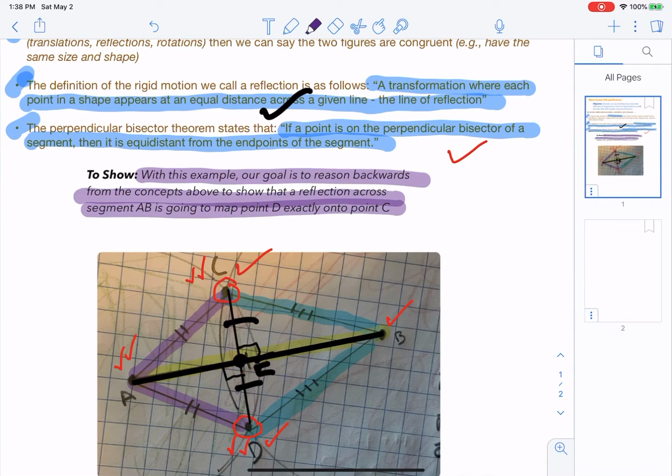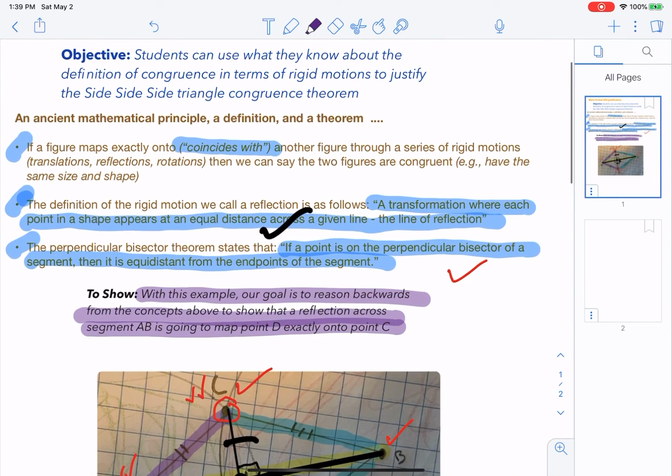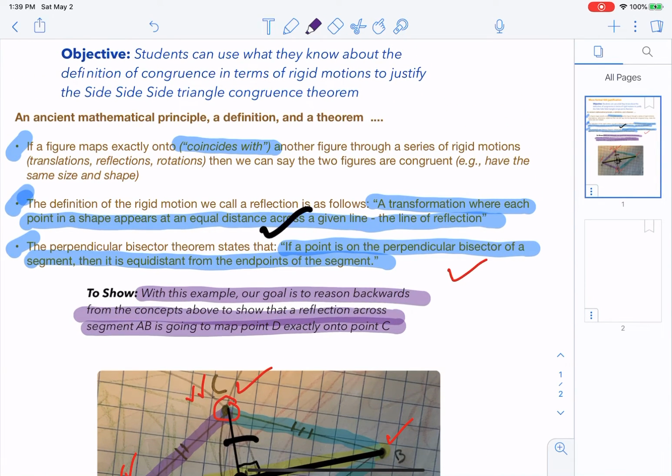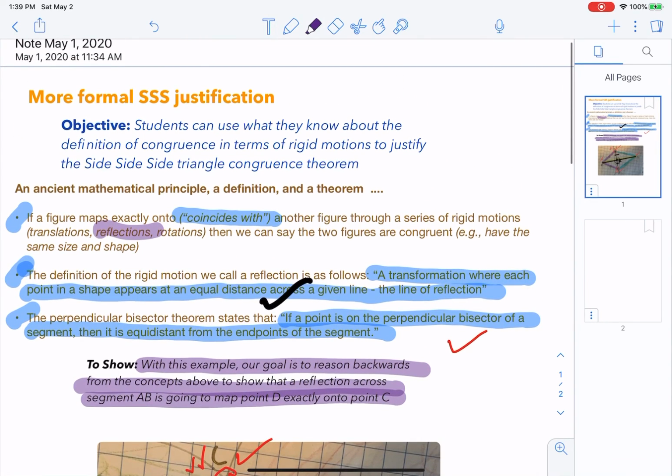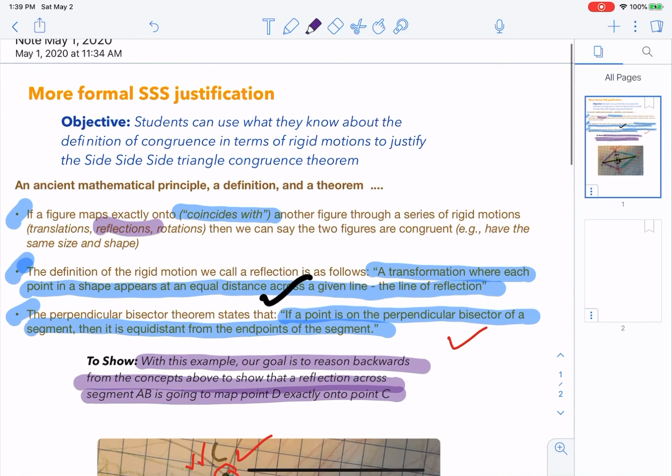We've used logical reasoning to show that D is going to map exactly onto point C, which I'm hoping satisfies you, since we have a perfect reflection and we believe in principle that if a figure maps exactly onto another figure through a series of rigid motions, translations, reflections, rotations, then we can say that the two figures are congruent, which is our goal. And I'm hoping that again shows you that the beautiful side-side-side triangle congruence theorem must be true. Have fun with it.